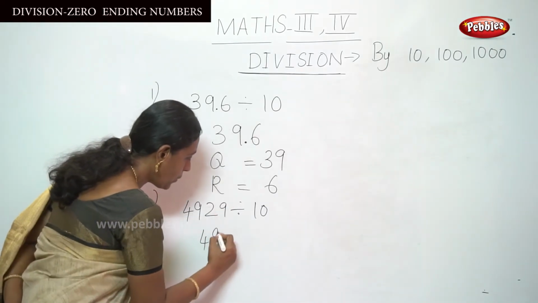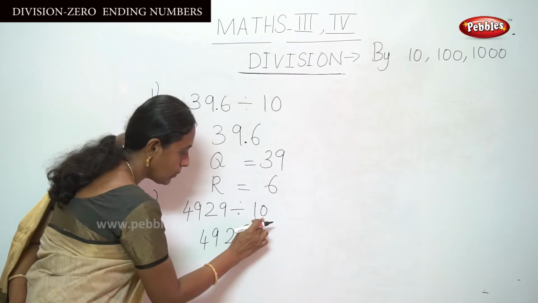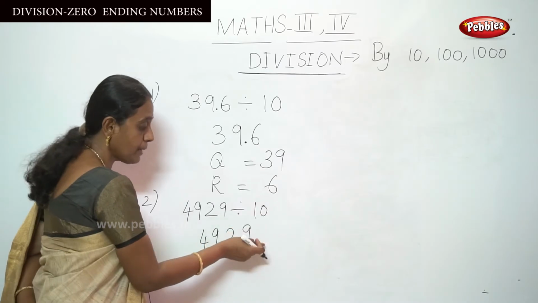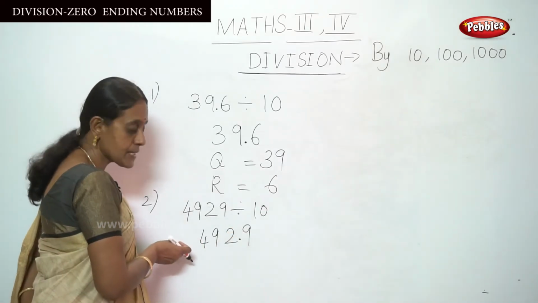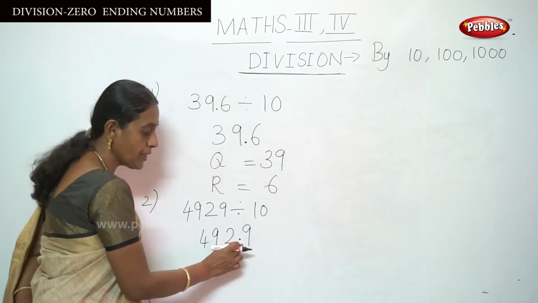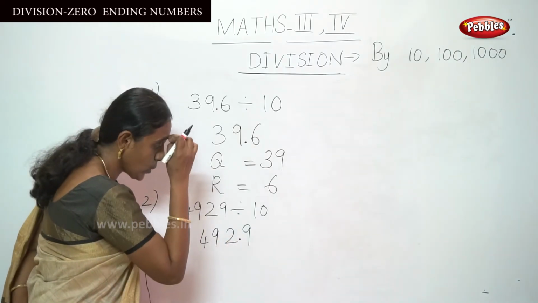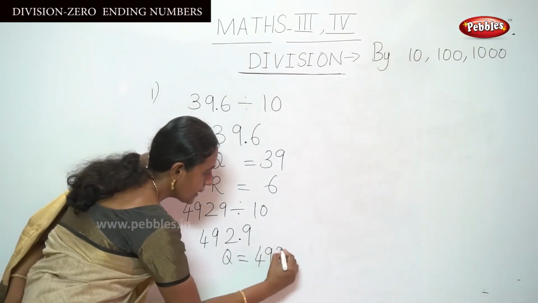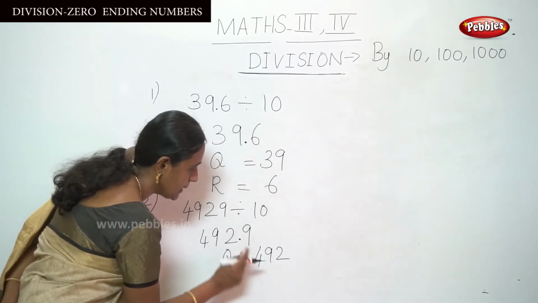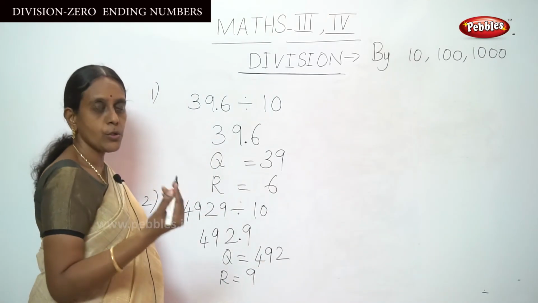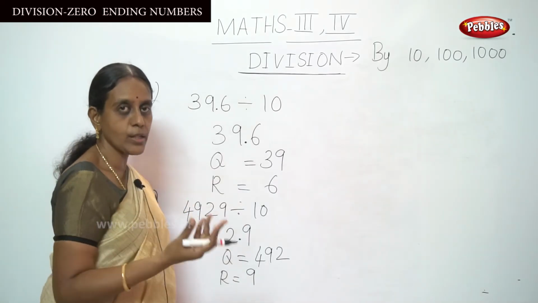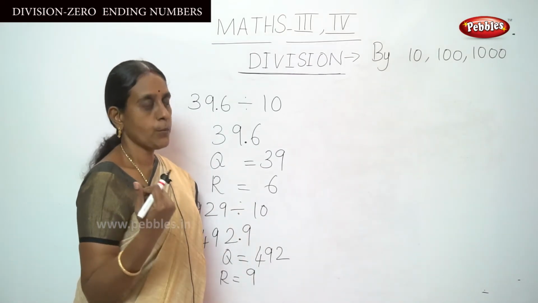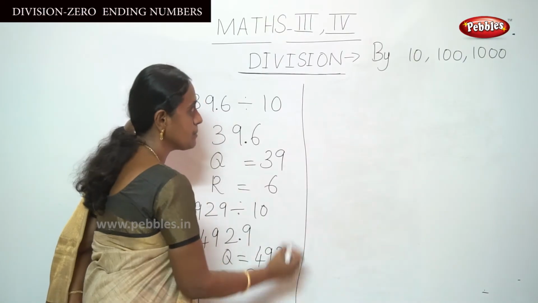So 4929. Put the dot, the decimal point, here because of the one zero, from the right towards the left side. Write down the quotient and remainder. Quotient is equal to 492 and the remainder is 9. Without doing our long division method, we can find out the quotient and remainder very easily by counting the number of zeros. So this is division by 10.